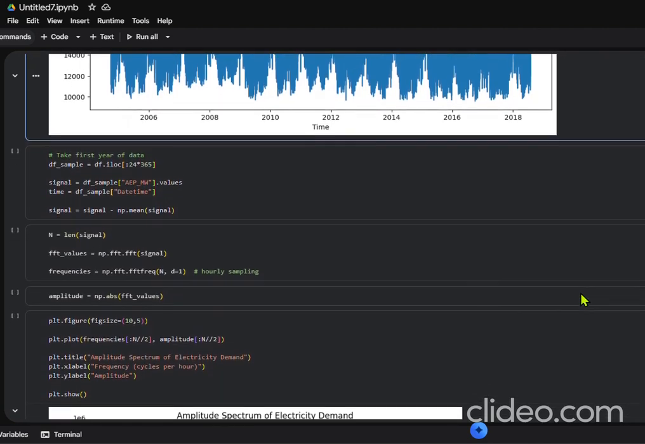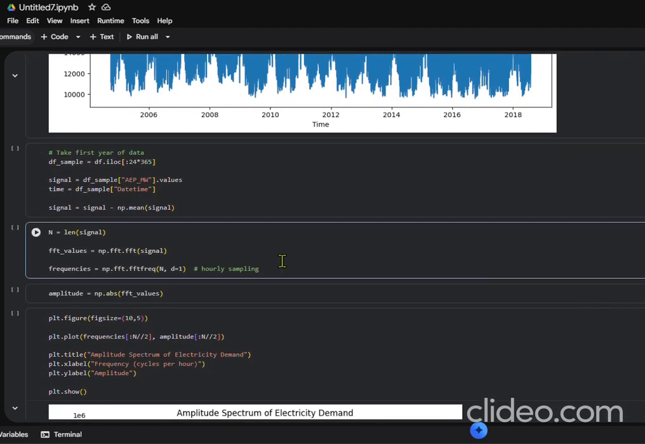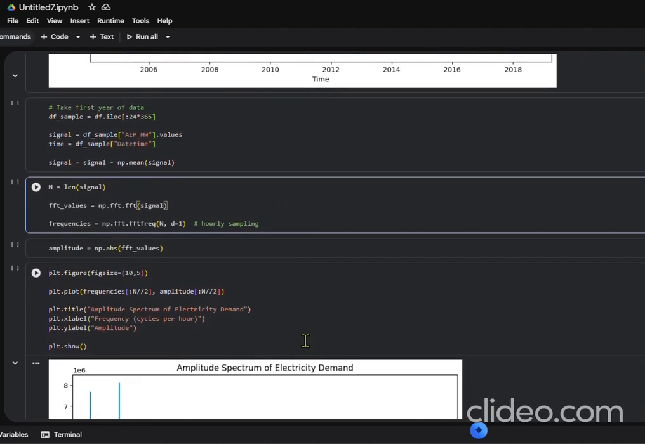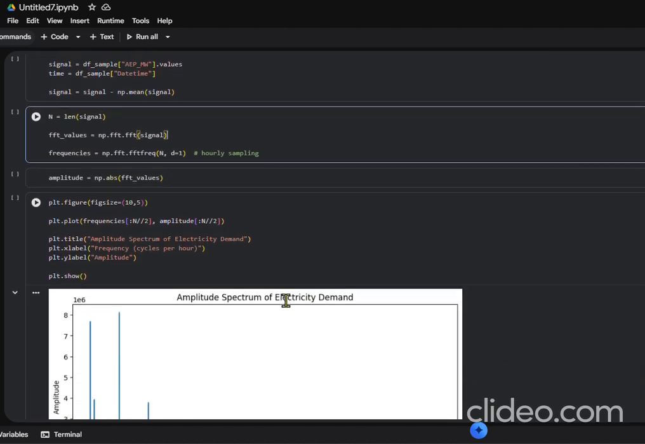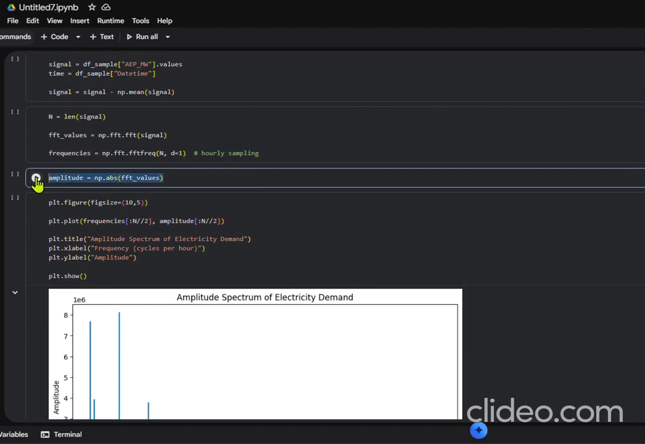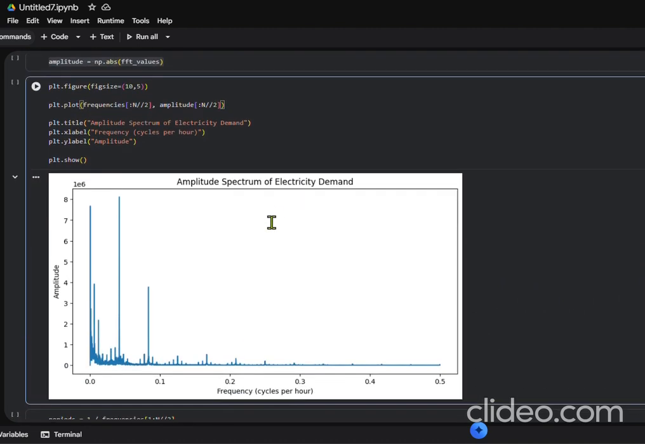So, we then compute the Fourier transform using the fast Fourier transform algorithm. The FFT efficiently computes the discrete Fourier transform of the signal and produces the set of Fourier coefficients. From these coefficients, we compute the amplitude spectrum. This plot shows the amplitude spectrum of the electricity demand signal. The horizontal axis here represents frequency and the vertical axis represents the strength of each frequency component.